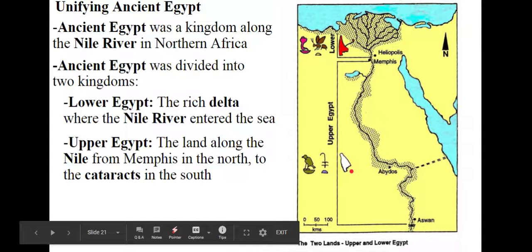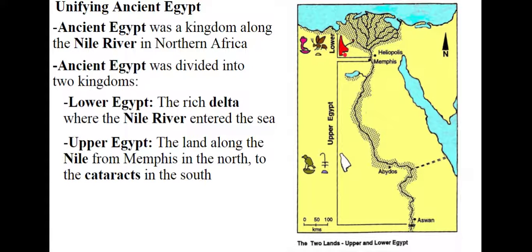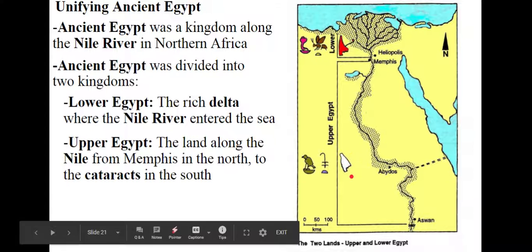And very quickly, I want you to pay attention to these two little symbols. This is the crown of Lower Egypt and the crown of Upper Egypt. So the crown of Lower Egypt is red and shaped kind of like a chair with a weird thing coming off the front. And the crown of Upper Egypt is white and shaped a little bit like a bowling pin.